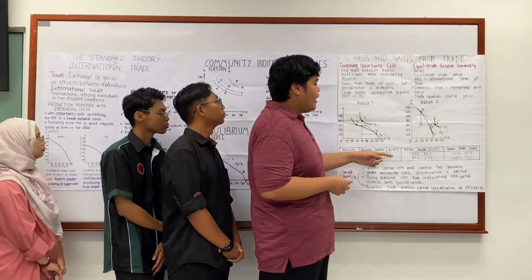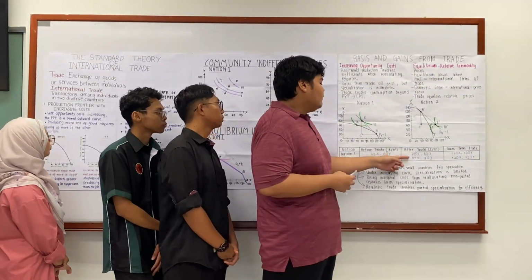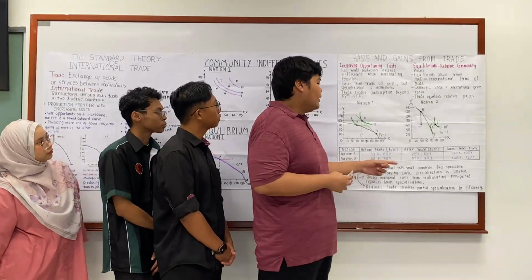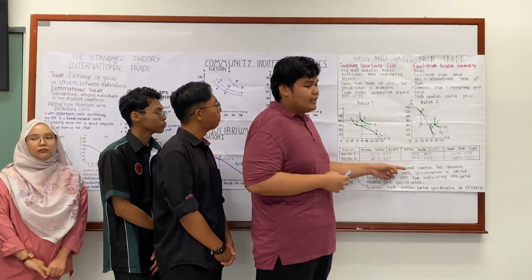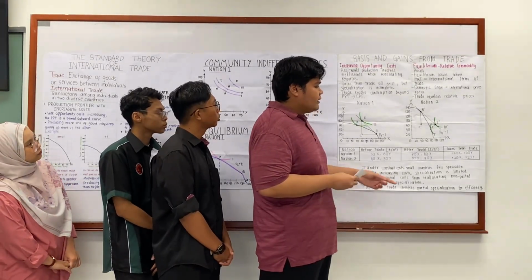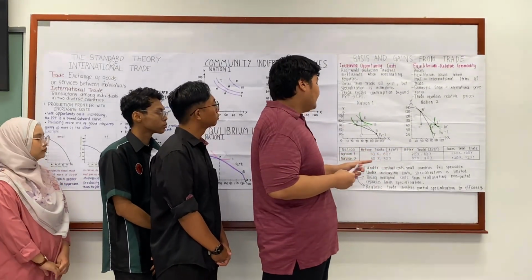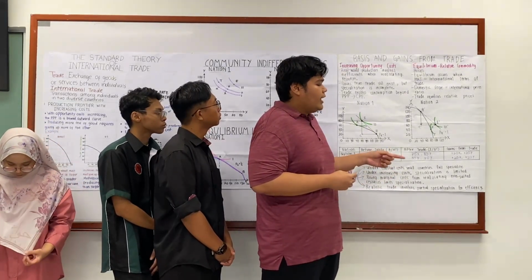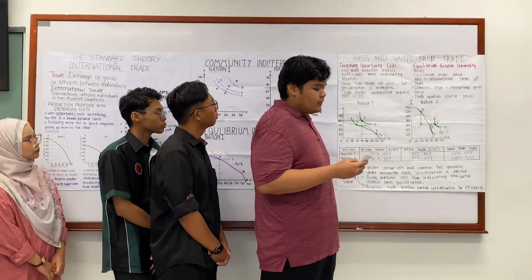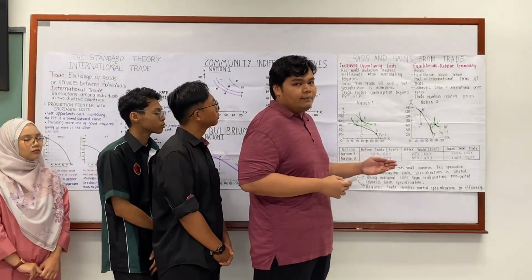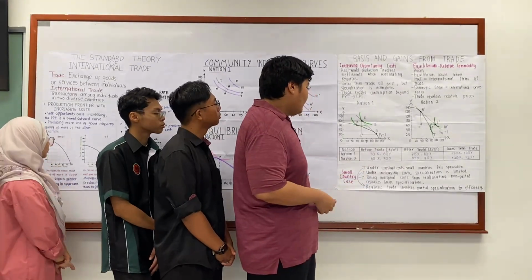So as we can see, after trade, Nation 1 got 70 units of X and 80 units of Y, while Nation 2 got 80 units of X and 70 units of Y. So from that, we can see the gains from trade for Nation 1 and Nation 2 are the same, which is 20 units of X and 20 units of Y. Thus, both countries consume outside of their original PPF. But what about a small country?